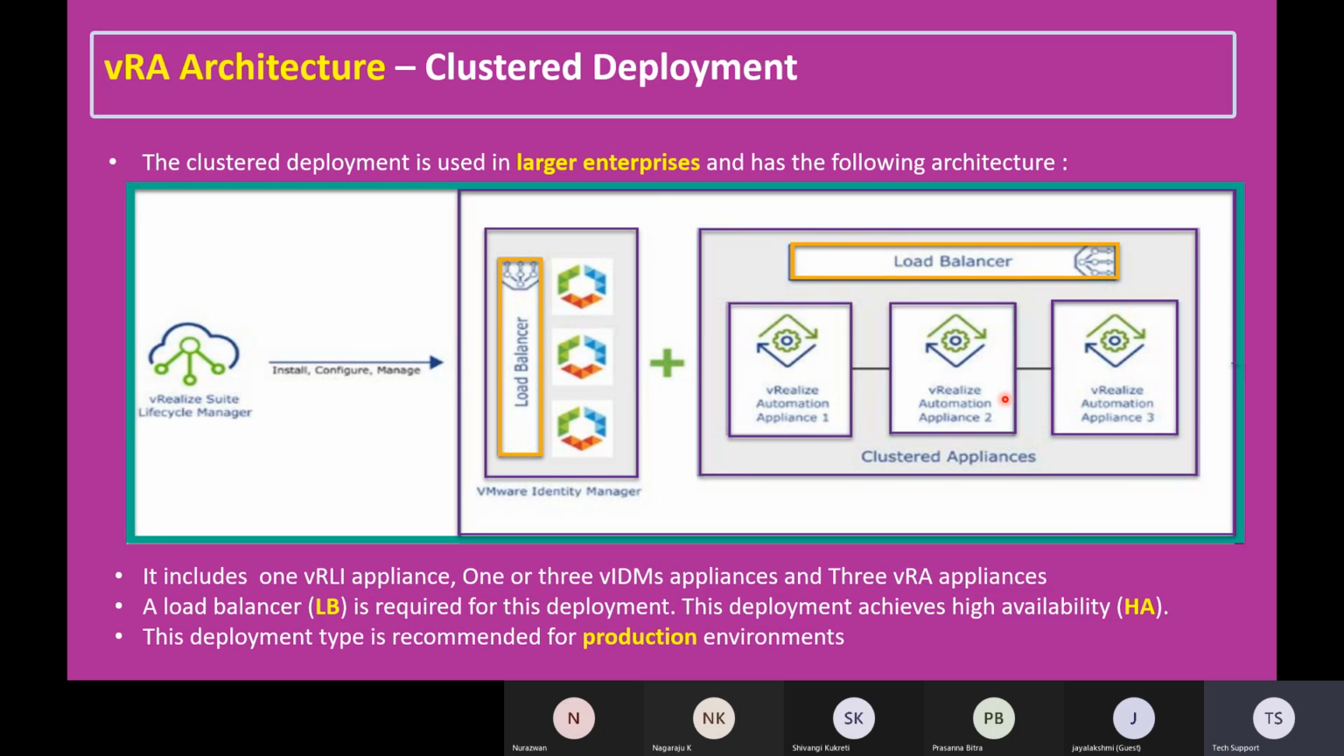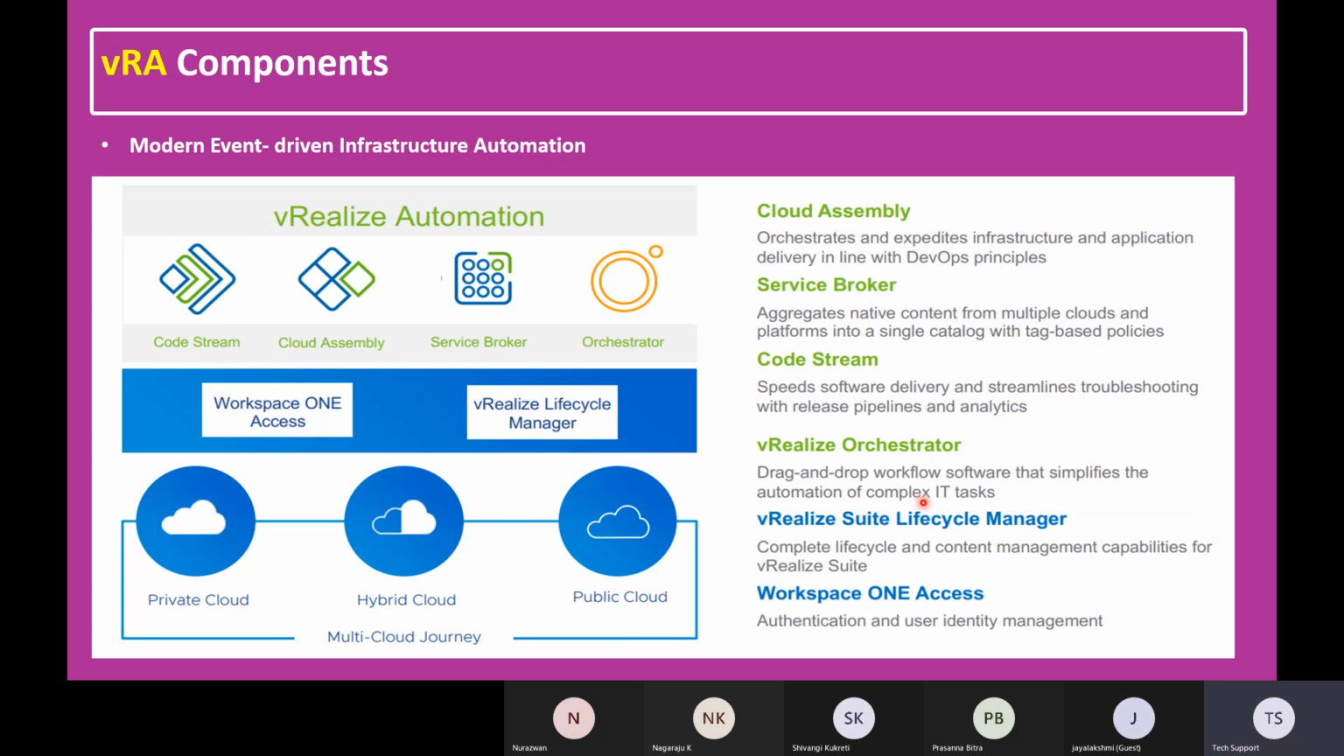So this is about the vRA deployment process. Now we are going to talk about vRA components. vRealize Automation, we can also call it modern event-driven infrastructure automation. Modern event means all our day-to-day events. All the events will be driven by this automation tool.